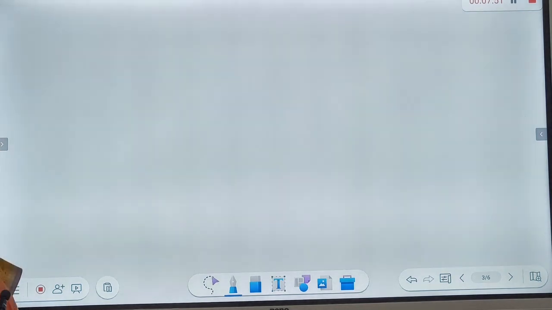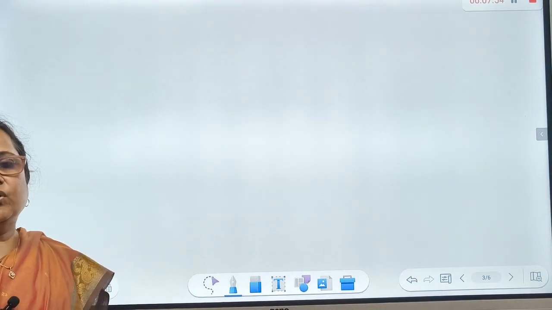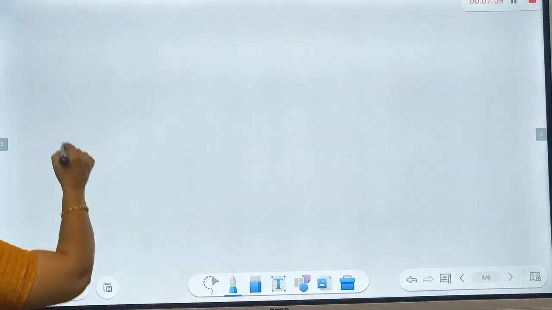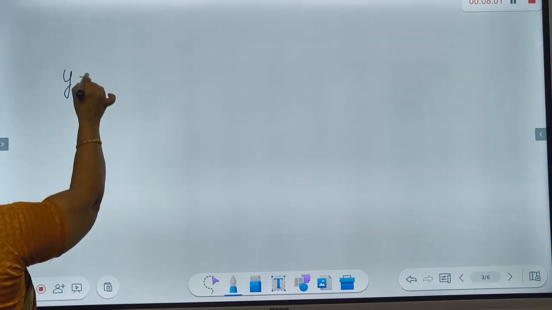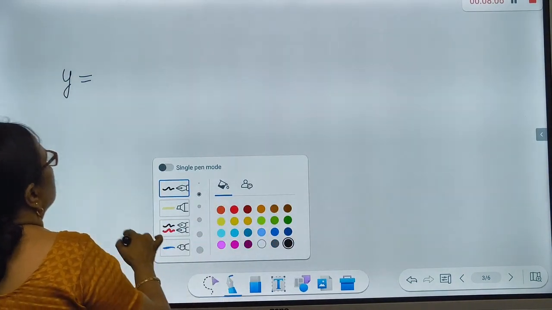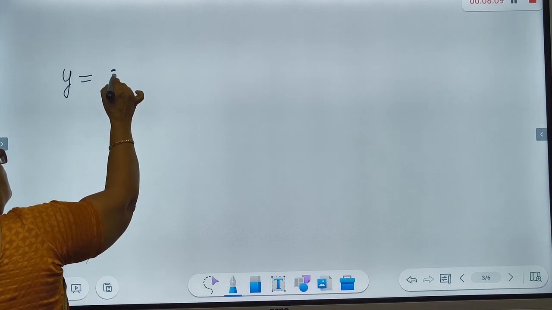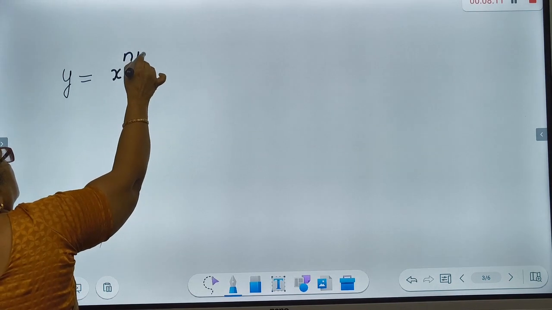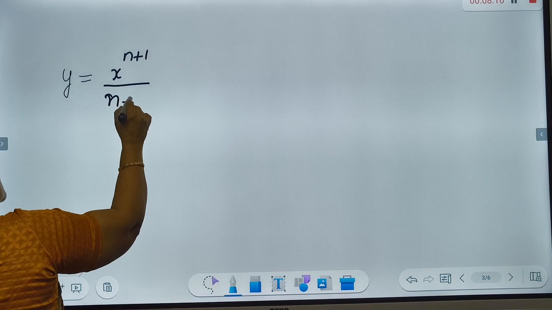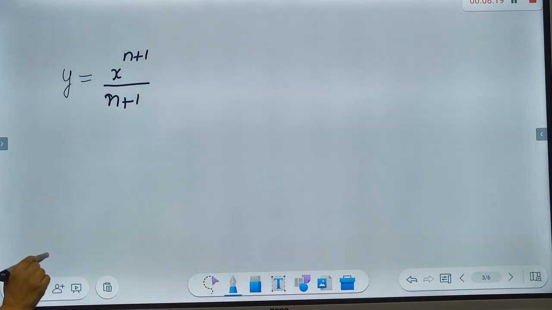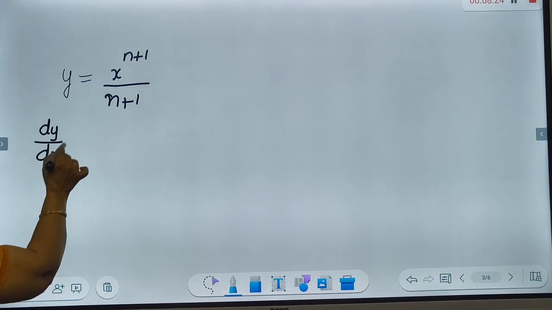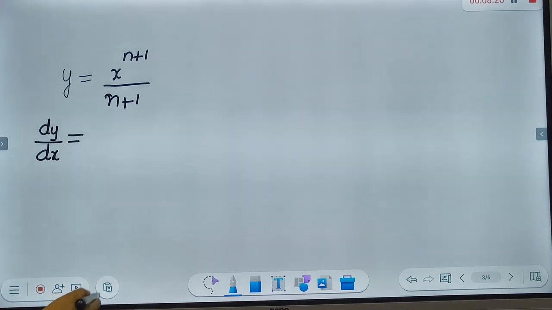Now with the knowledge of the derivatives that we have, let us see how we can learn integration. Now suppose you have y equal to x power n plus 1 by n plus 1. I want to write down what is dy by dx. Why have I chosen this function? You will understand very soon.